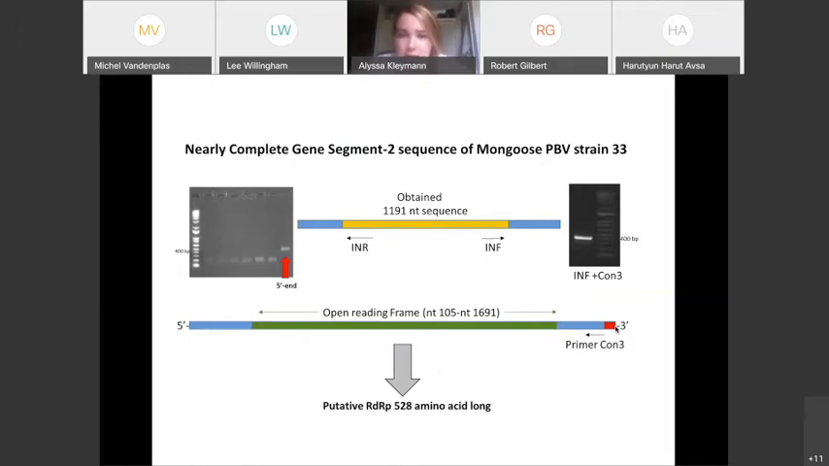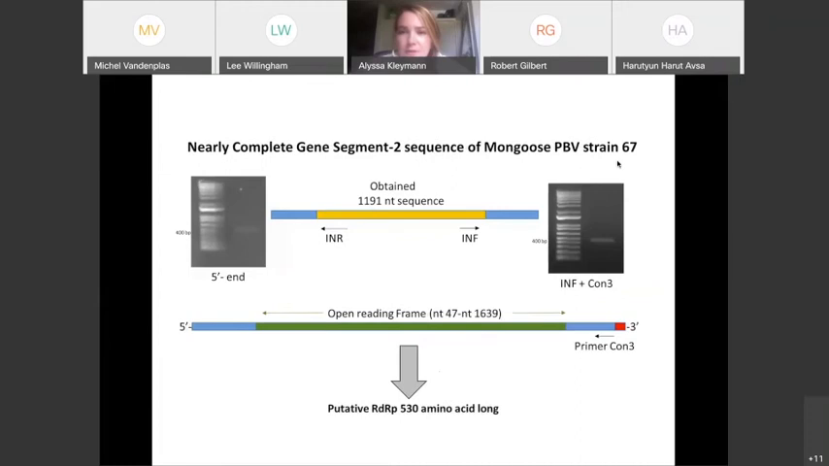So this slide is specifically representing one of our strains, strain 33, to just show as an example of what we saw. And then this slide is also demonstrating a different strain in which we used the Primer Con3 method, and that was for strain 67.